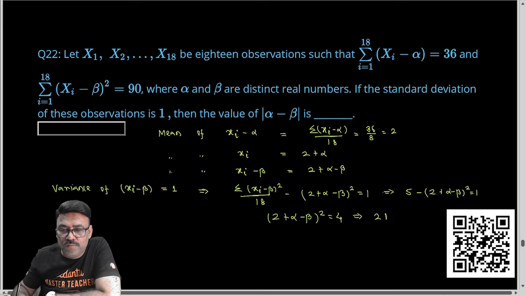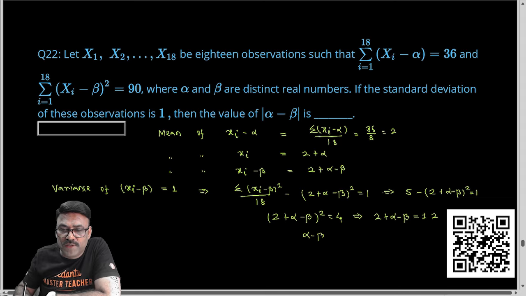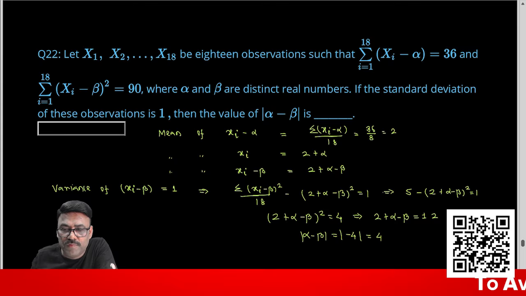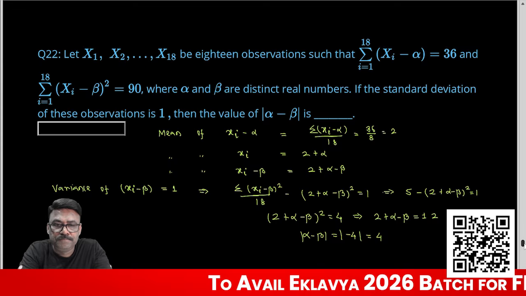So this gives you 2 plus alpha minus beta equals plus or minus 2. But if I take plus 2, then alpha minus beta will become 0, and alpha and beta will be equal. But they are saying alpha and beta are different. So you have to take the minus sign. In that case, alpha minus beta will be minus 4. But they are asking for the mod value of alpha minus beta, so that will be 4. So 4 is the correct option here.